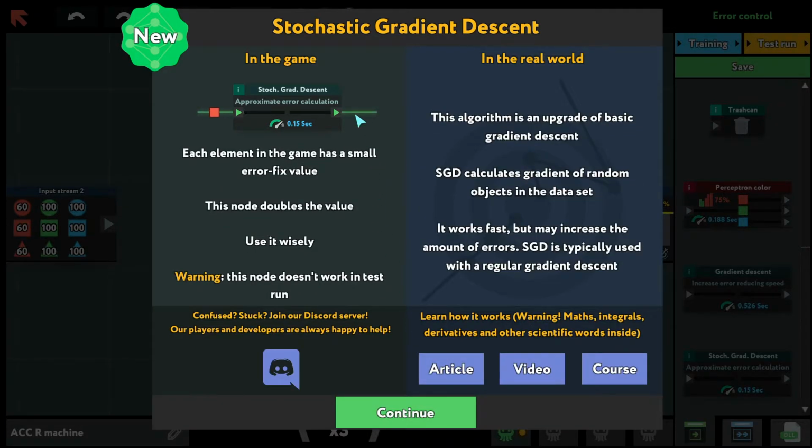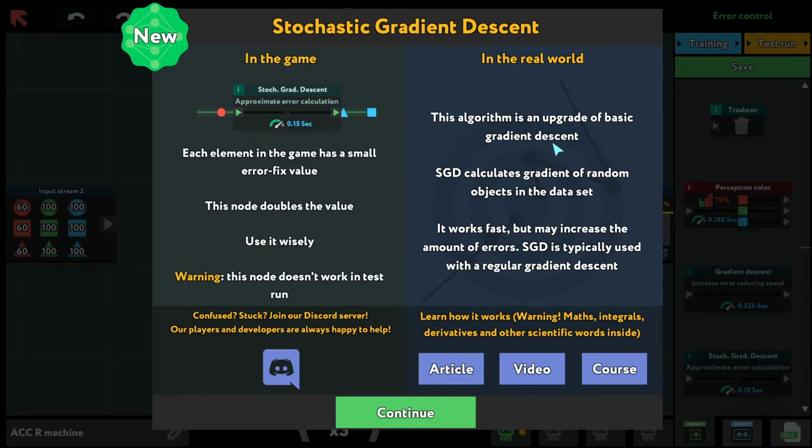Alright, stochastic gradient descent. This is the one that we bought from eBay last time. In the game, each element has a small error fix value. There's no doubling the value, use it wisely. This node doesn't work in test run. Yeah, so again, I don't know why we would use this. I know it's faster, but it increases the error rate, and we only use it during training, so it's pointless to use in test run.